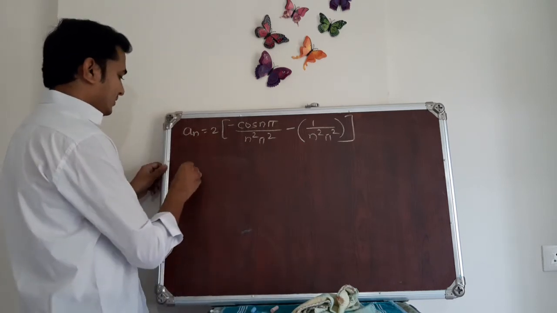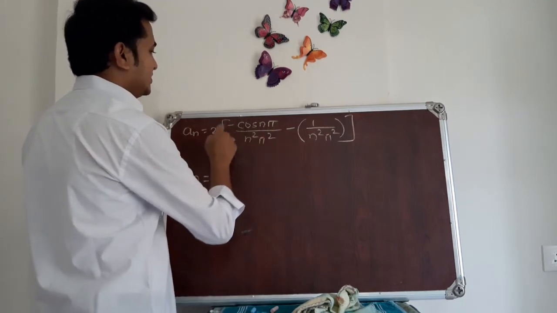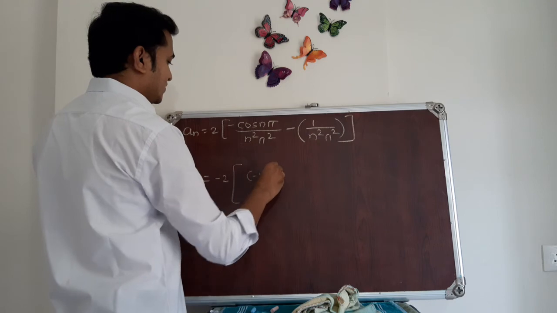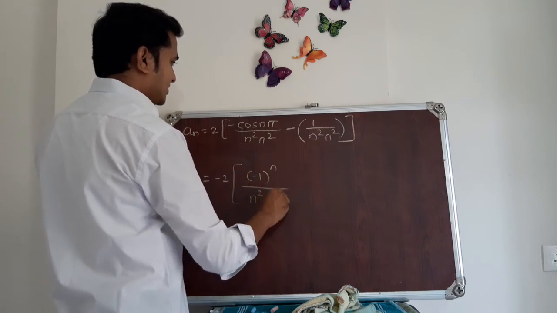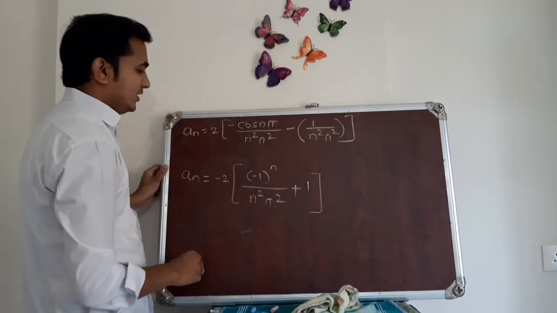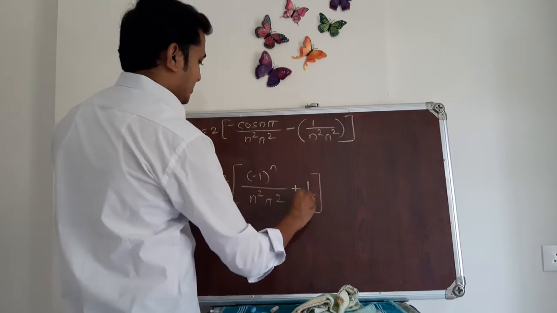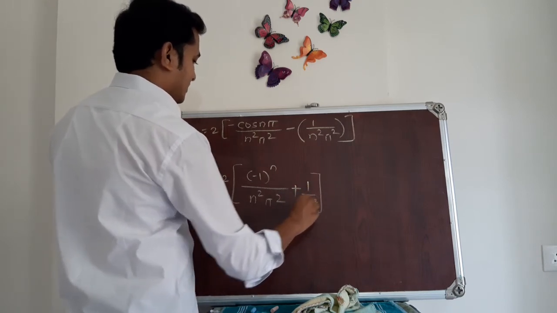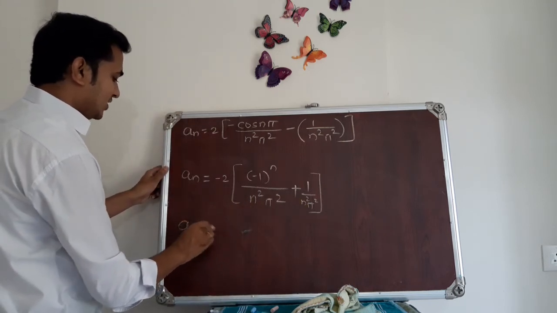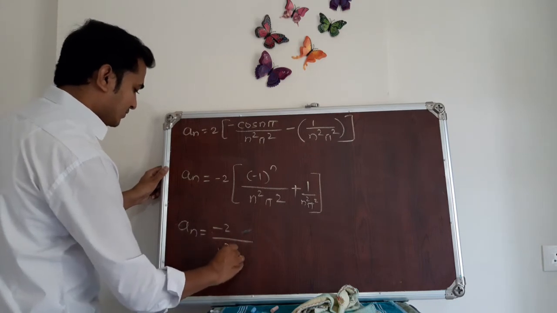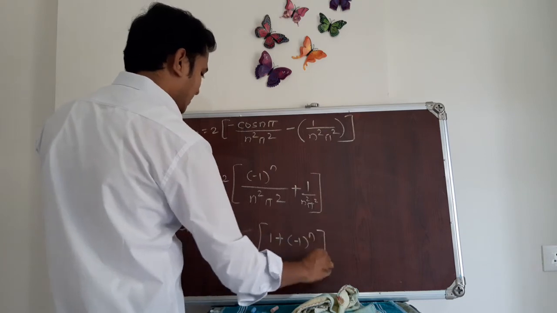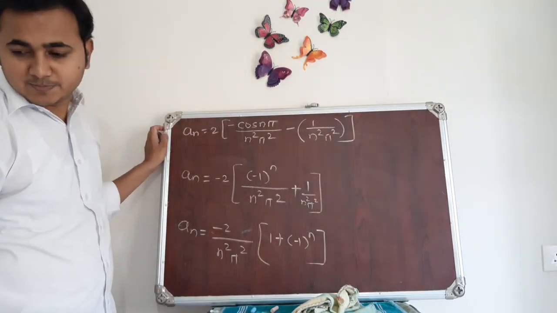So an is equal to, you can take this minus out, so minus 2, cos n pi is minus 1 raised to n upon n square pi square minus plus 1. Okay, 1 upon n square pi square. So you can take this n square pi square out, so an is minus 2 upon n square pi square into bracket 1 plus minus 1 raised to n. Okay, yeah.